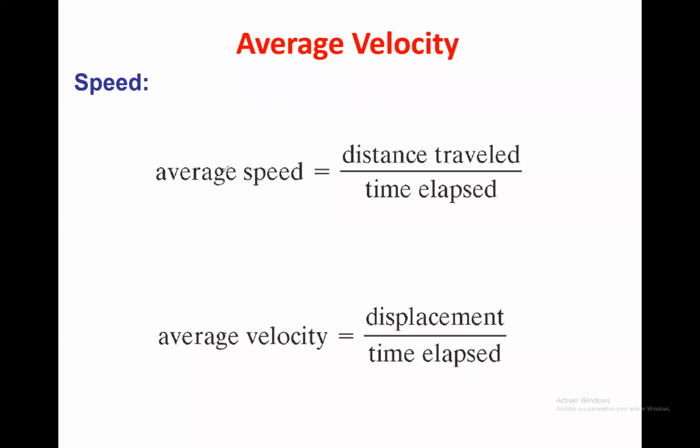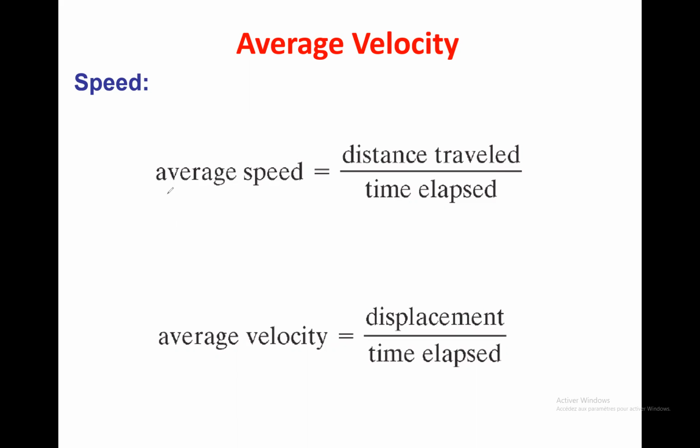About the speed, you have to know that the speed is the magnitude of the velocity. The speed doesn't depend on the direction, and equals the distance traveled divided by the time. But the velocity depends on the direction. For this reason, the velocity equals the displacement divided by the time. And we know that the distance doesn't depend on the direction, but the displacement depends on the direction. It's a vector quantity.